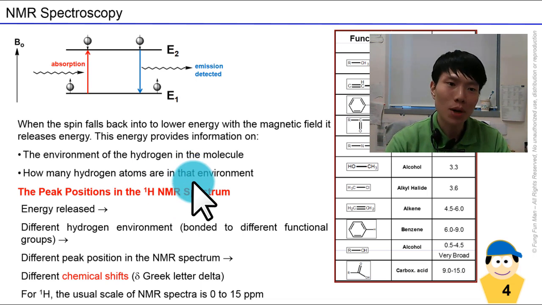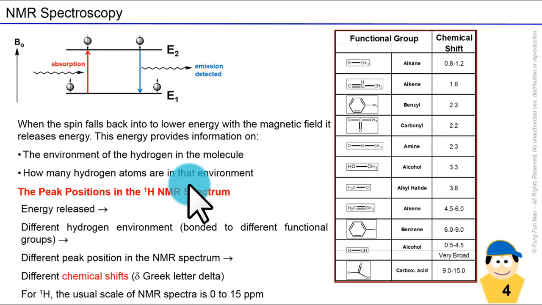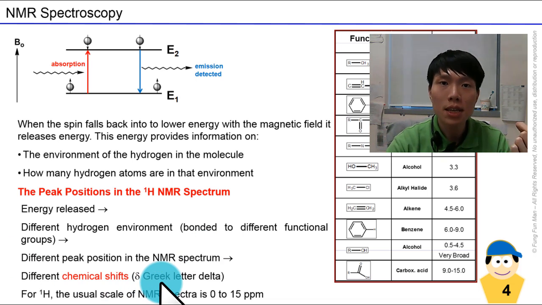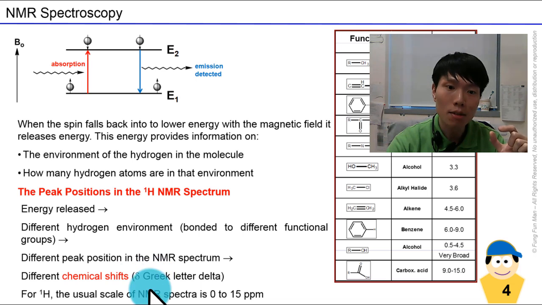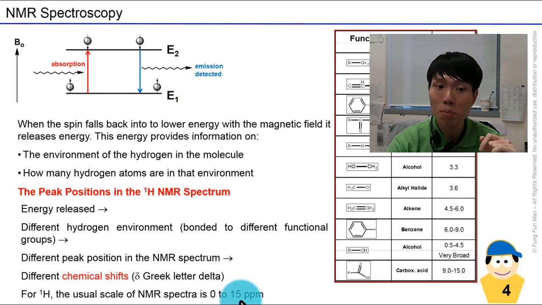Now, in the NMR spectrum, we can also determine the peak positions, and this tells us about the energy released and the different environments of the protons. The peak positions in NMR are given by what we call the chemical shift. We use the Greek letter delta, and the scale for NMR normally ranges from 0 to 15 parts per million.